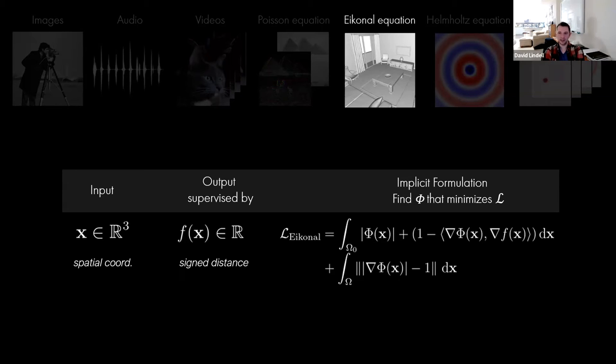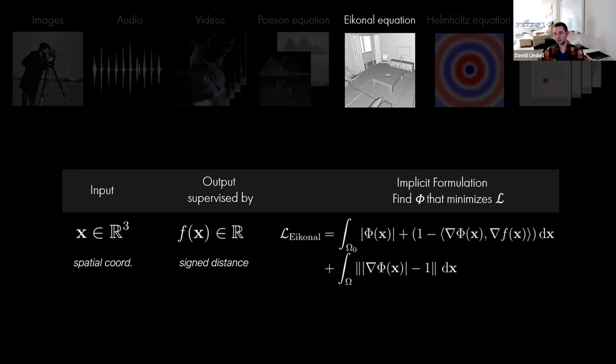So specifically in this case, the input to the network is now a three-dimensional coordinate, and the output will be the signed distance, which is essentially just the distance from that point in space to the nearest surface. And you can use this to represent 3D shapes. And so to train the network, we supervise it on this loss function.